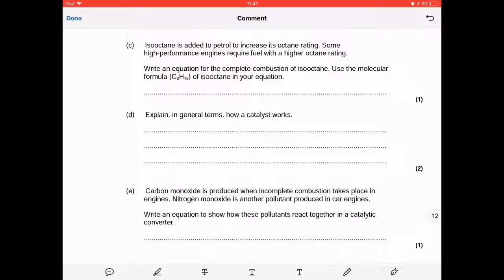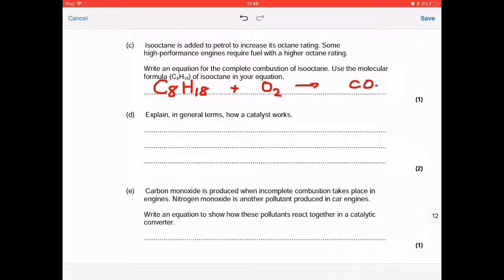In the second part, it does talk about the use of isooctane in combustion. So isooctane still has the same molecular formula as octane, C8H18. So this really is a GCSE question. You're going to react it with O2 to form CO2 and H2O. The idea here is that you've just got to balance the equation.